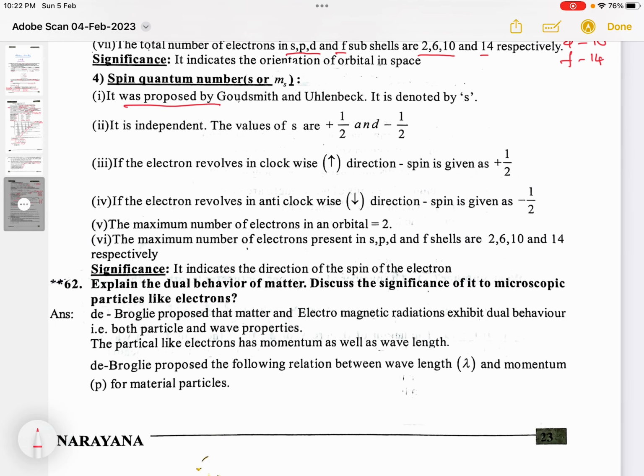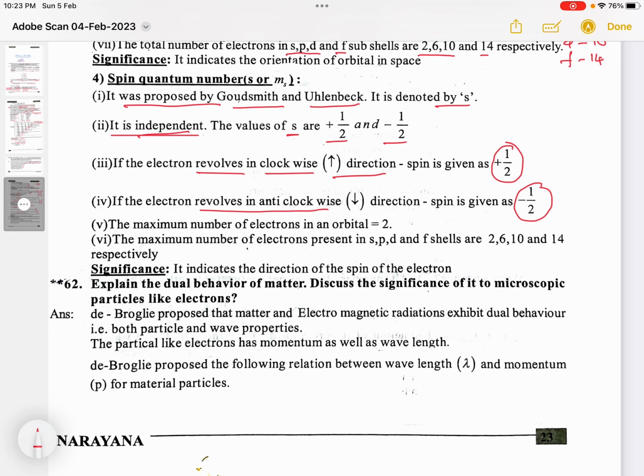The spin quantum number was proposed by Goudsmit and Uhlenbeck and it is denoted by S. It is independent. That means the spin quantum number does not depend on any other quantum numbers. Principal, azimuthal, magnetic quantum numbers depend on one another, whereas spin quantum number is independent. And the values of S are plus half and minus half. This plus half and minus half represent spin of the electron. If the electron revolves in clockwise direction, which is represented with an upward arrow, spin is given as plus half. Whereas if the electron revolves in anti-clockwise direction, which is represented with a downward arrow, the spin is given as minus half.